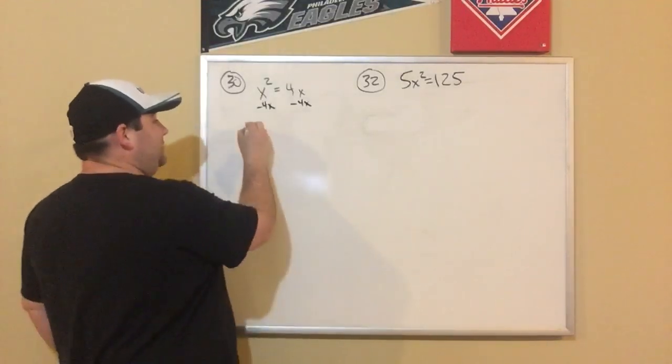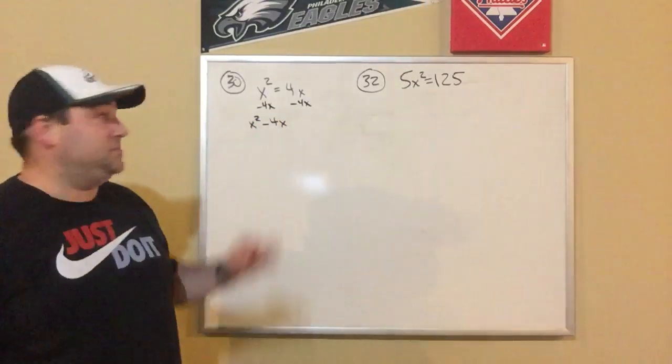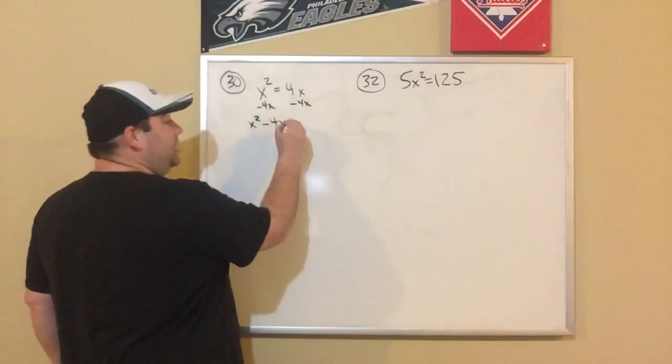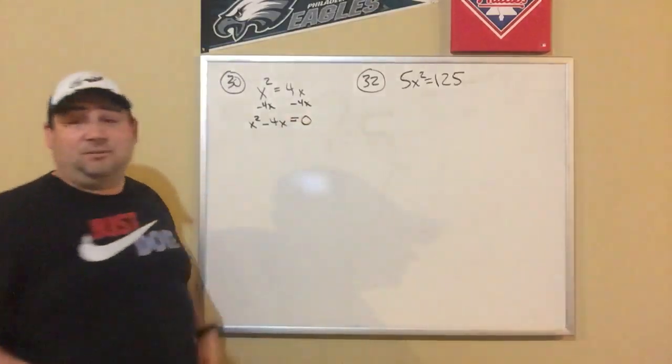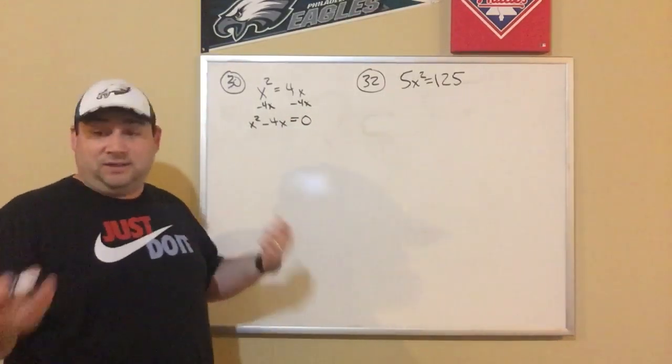So when I do that, I've now got x squared minus 4x, because those are not like terms. So it's not like it's negative 3x or anything like that. I can't subtract those. Over here, 4x minus 4x is 0. They're gone.